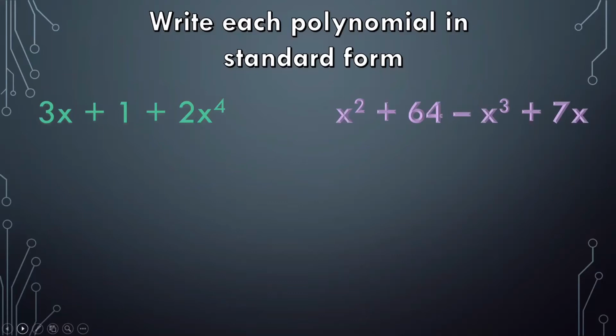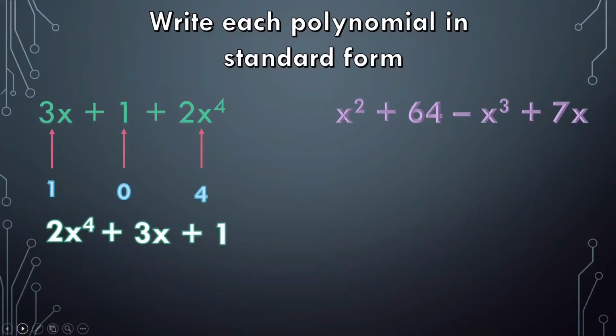Okay, let's see. Here our degree is 1. Here we have 0. Here we have 4. So if you reordered this, you should have 2x to the 4th plus 3x plus 1.